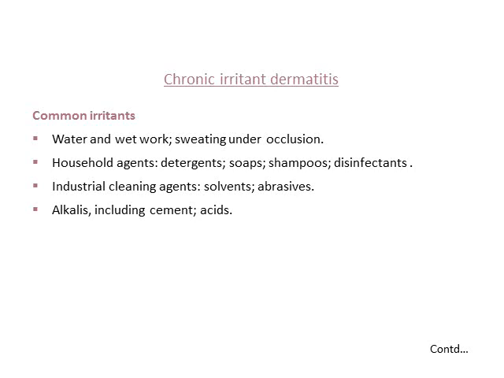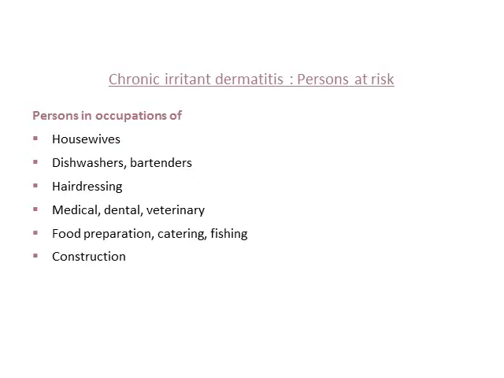Chronic irritant contact dermatitis is very commonly seen in people who work in water and wet work, such as sweating under occlusion, household agents such as detergents, soaps, shampoos, and disinfectants, industrial cleaning agents such as solvents and abrasives, alkalis including cements, and acids. People who come in contact with these substances can have chronic irritant dermatitis.